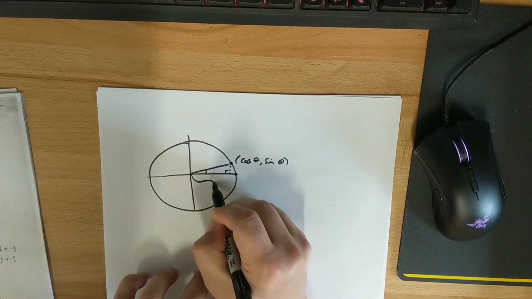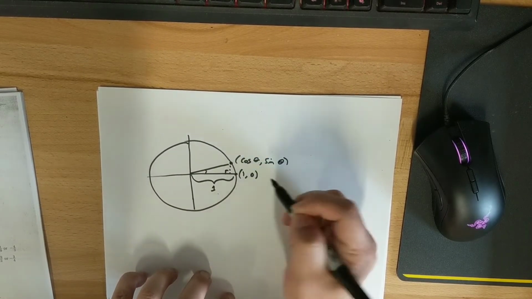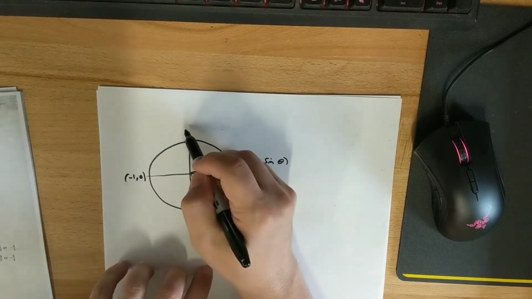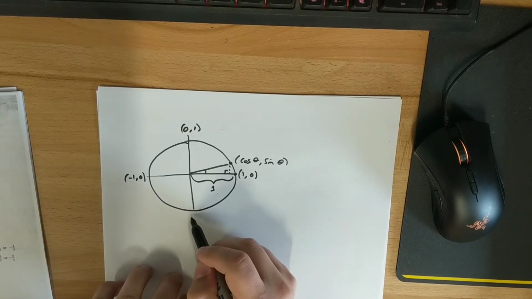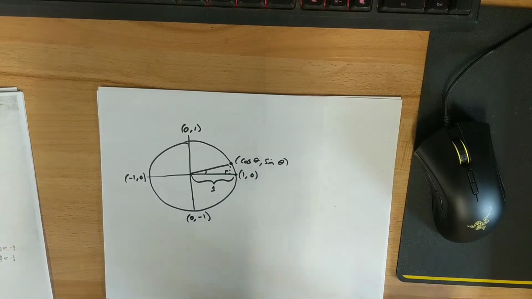For example, this is (1, 0). This is (negative 1, 0). This is (0, 1) up at the top. And this is (0, negative 1) down at the bottom.